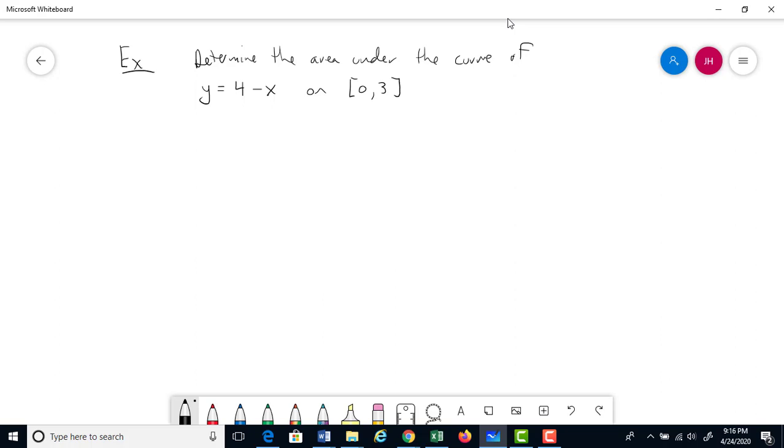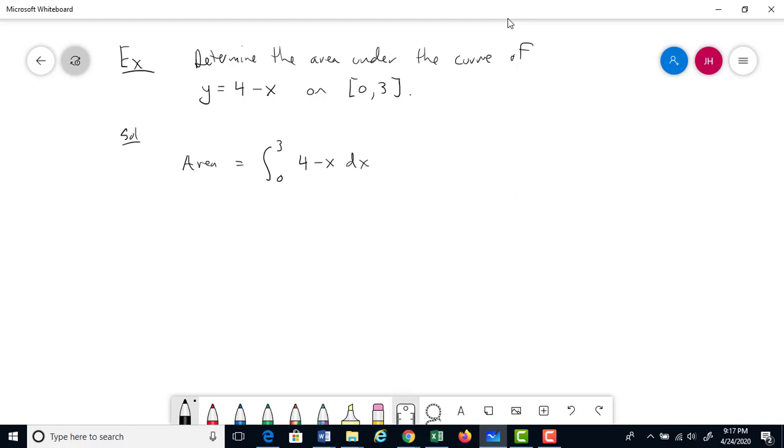Now what's funny is in 5.2 we had to do this with infinite rectangles, and it was messy. It was complicated, but now we have something better. We actually have antiderivatives and we have definite integrals. So in order to find this area, our solution here says that the area under the curve is going to be equal to the definite integral from 0 to 3 of 4 minus x dx.